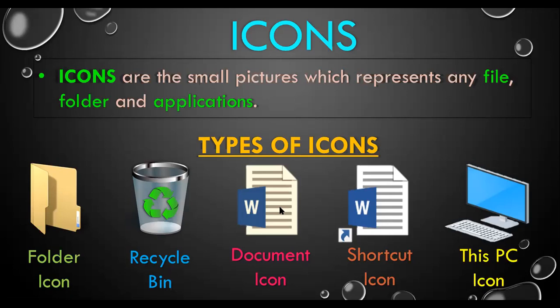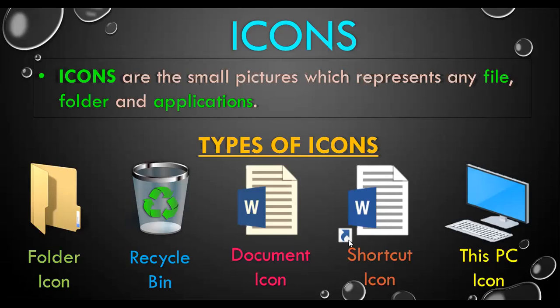Now you can see that the document icon and shortcut icon both are the same, but the only difference is that the shortcut icon has this arrow in it. Now this arrow is called the jump arrow. So whatever icon has this jump arrow in it will be a shortcut icon. For example, if this jump arrow is on this folder icon, then that means it is a shortcut icon of that folder. If this arrow is on This PC, then that will be a shortcut icon.